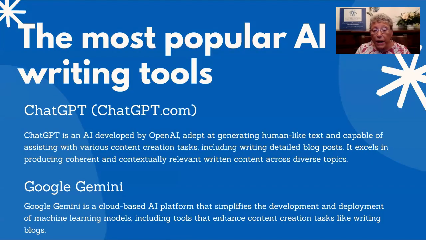So the two most popular AI writing tools are ChatGPT, which is developed by a company called OpenAI, and then Google has a version called Gemini. ChatGPT has been around longer. It's more developed. There are more plugins for it. I'll talk about plugins in a minute. And it's what I've been using the most.